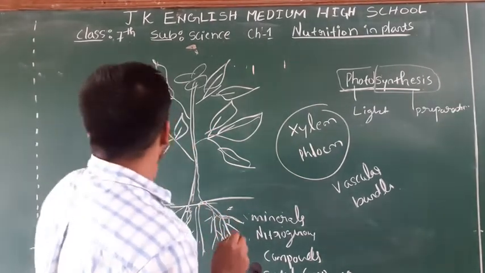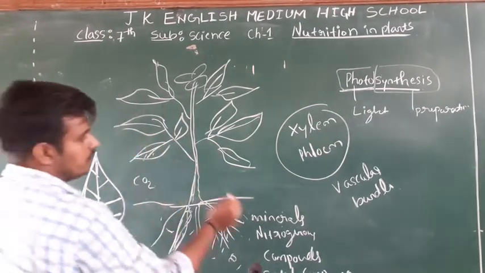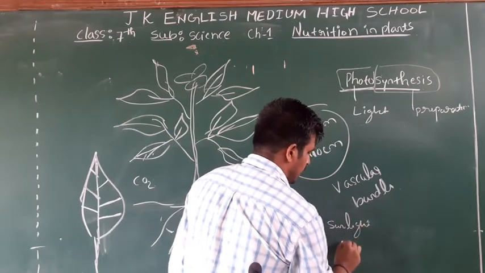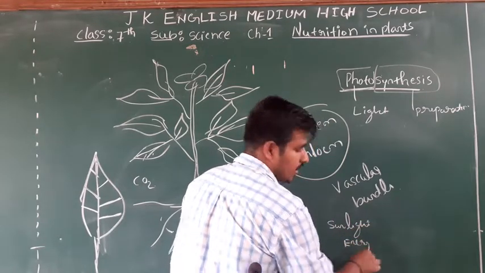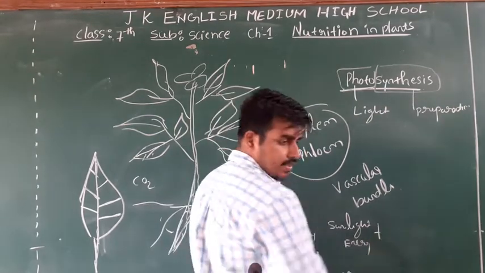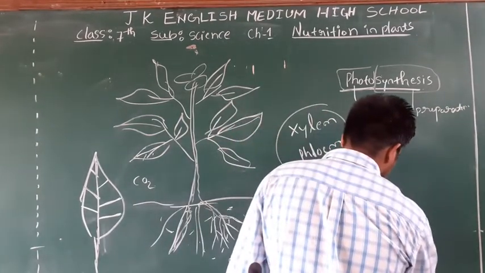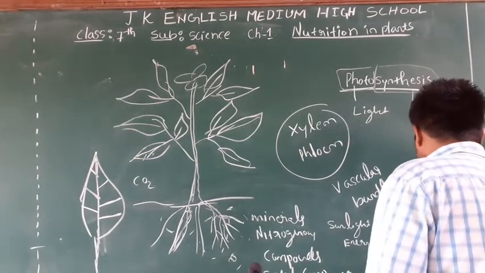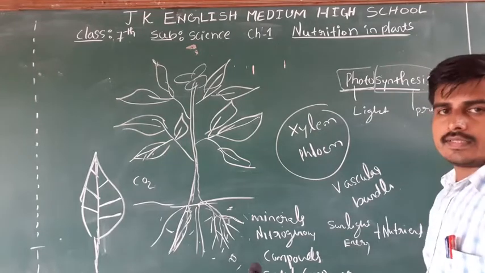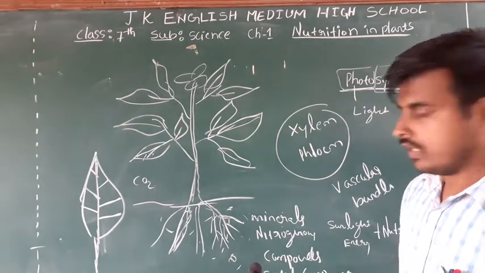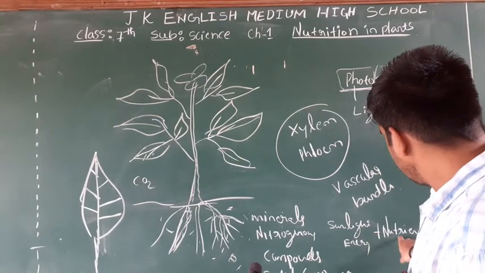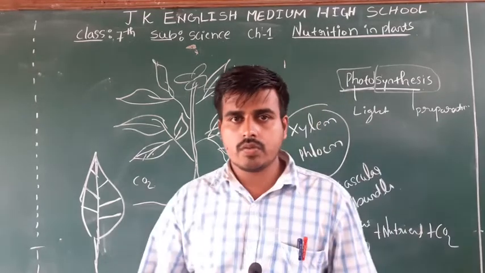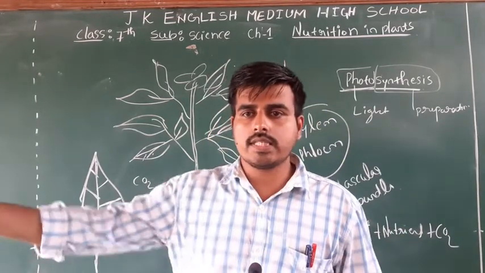We need sunlight. That is energy. Sunlight is nothing but energy. Sunlight plus nutrients, then CO2. These three are very important: sunlight, nutrients, and CO2. CO2 is absorbed directly by the leaf because it is in the gaseous state.